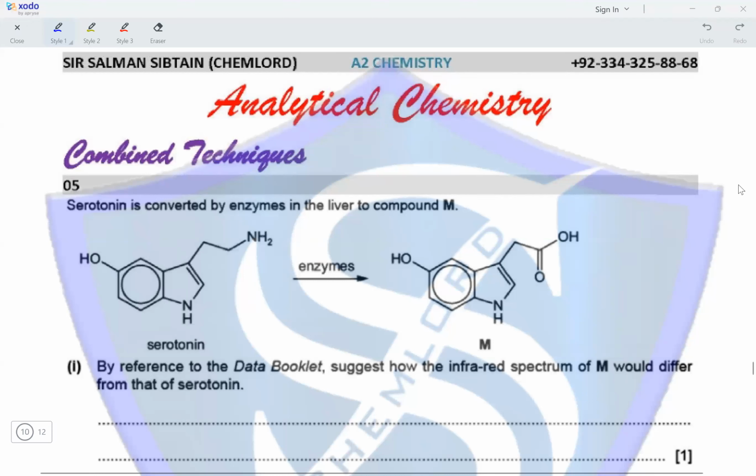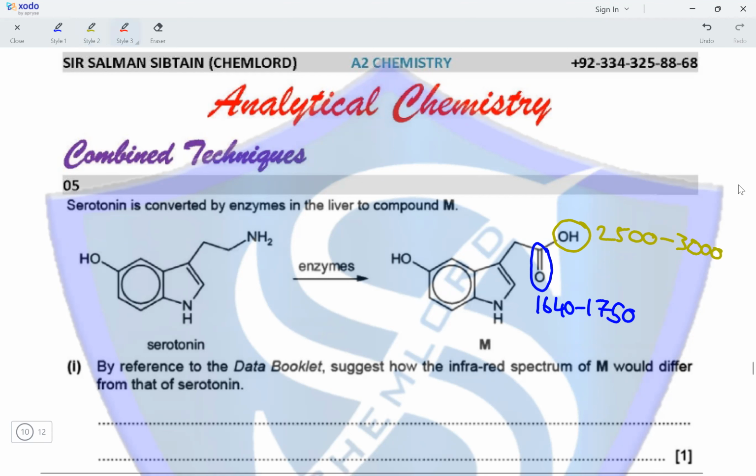Question 5. Serotonin is converted by enzymes in the liver to compound M. By reference to the data booklet, suggest how the infrared spectrum of M would differ from that of serotonin. So M would have a peak for the C double bond O group in the range of 1640 to 1750, which would not be there in serotonin. It would also have a peak for the OH group attached to the carboxyl group, which would be in the range of 2500 to 3000 wave numbers, which would not be there in serotonin.